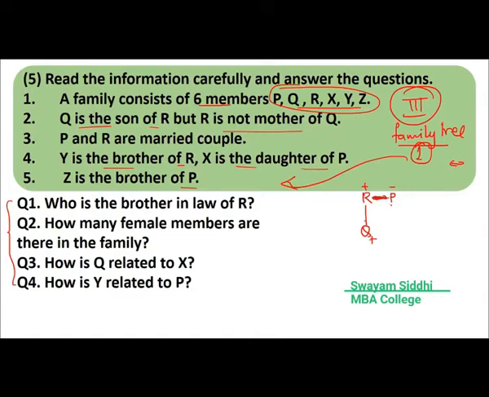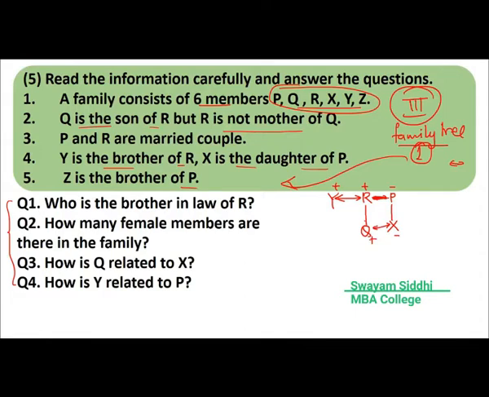Now Y is brother of R. Y is brother, so male. So siblings, so double-edged arrow. Okay. X is daughter of P. Now P is over here and daughter of P is X. Daughter means female. Now P and R are married couple. That means what will be Q and X? They will be brother, sister, siblings. Correct?